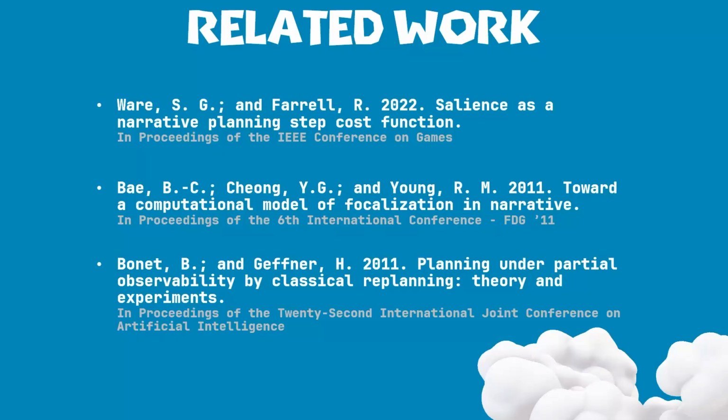Finally, Bonet and Geffner worked on planning under partial observability, where the agent doesn't see the whole world. Our approach parallels that idea by restricting the planner's knowledge to what the protagonist knows.